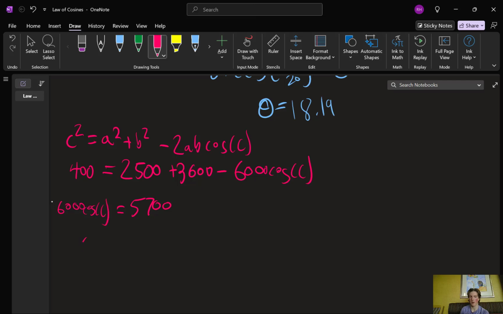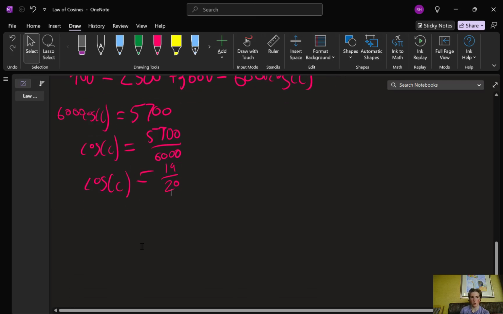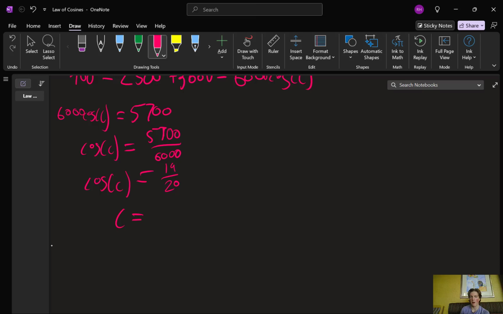We'll divide 6,000 from both sides. And we'll do 5,700 over 6,000. And this simplifies to 57 over 60, which is also divisible by 3. And then this simplifies all the way down to 19 over 20. And then if we find the arc cosine of 19 over 20, we can do cosine -1 of 19 over 20 on our calculator, and we should find that we get the same answer. And yes, 18.19 to be a little bit more exact.